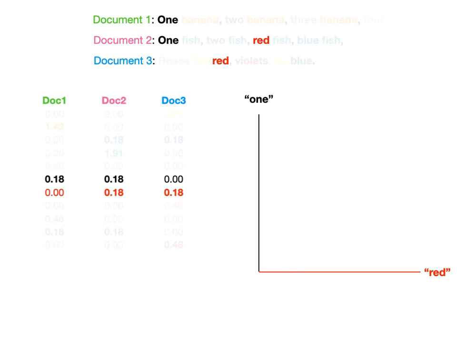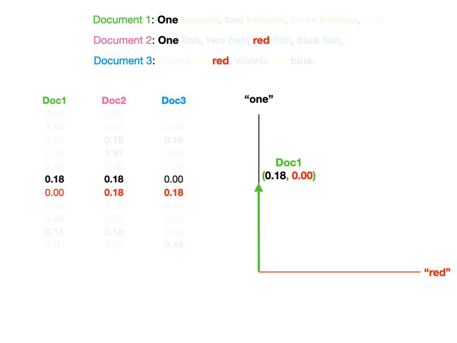Ignoring the exact numbers of these axes, let's look at document 1. It has 1 represented, and its TF-IDF value is small, 0.18. Its value for red is non-existent. So the document vector between these 2 particular terms for document 1 is right there on the first axis. It has no representation of red, but it has some representation of 1.